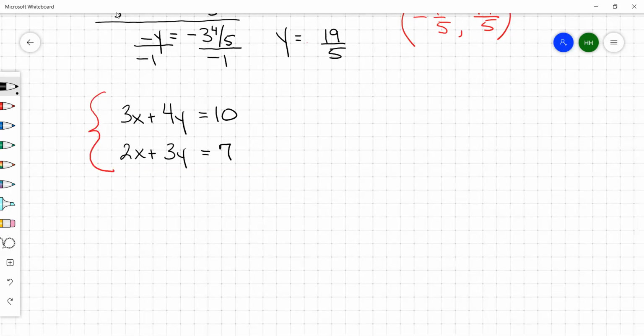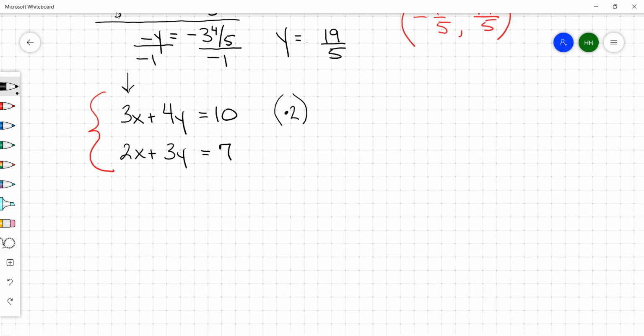Now, here's the deal. You can pick whichever variable you want to eliminate first. You can pick the x or you can pick the y. I'm going to pick the x right now. I'm going to get rid of the x. So here's what I do. Do you see how we got a 3x and a 2x? Well, what's 3 times 2 equal? 6. So if we multiply the top equation by 2, we'll get a positive 6x, right?